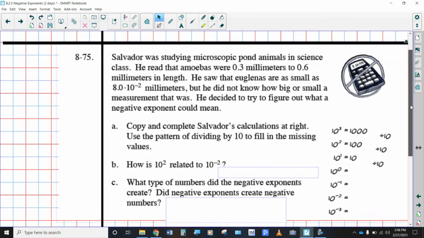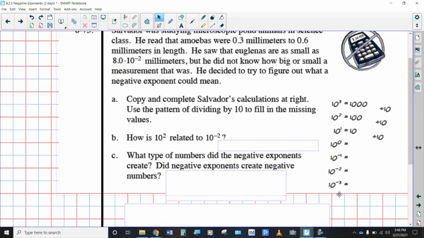He decided to try and figure out what a negative exponent could mean. So your task is to copy down this in your journal. And what we are going to do is we are going to work our way through this to see if we can notice the pattern, okay? So take some time to copy this down first. Then I'm going to do a reveal. We'll go from 10 to the third to 10 to the negative third, okay? So take some time to copy down what you see right here, and then I will help you fill in these gaps right there.